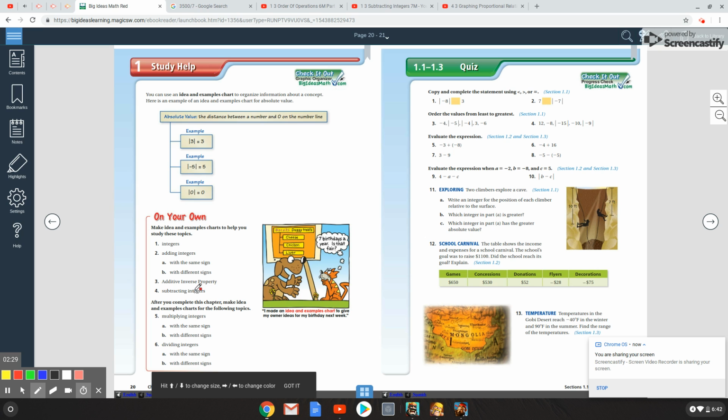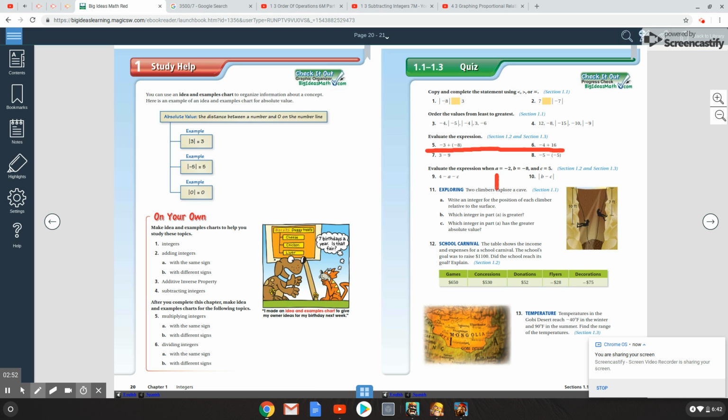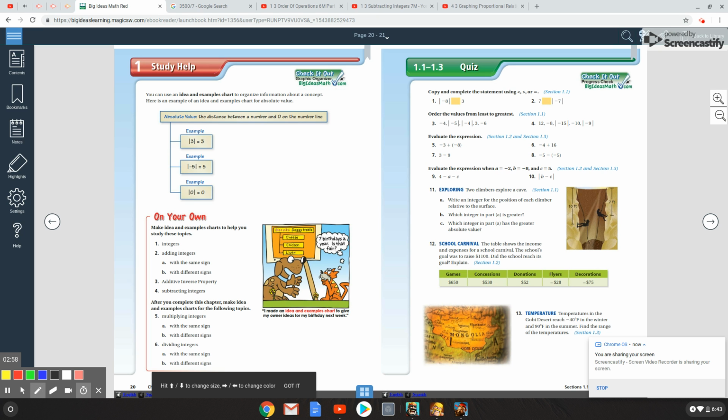So now we're moving on to our evaluate the expression questions. So the way we're going to do this is, I split it up wrong. I will do 5 and 6, and you will do 7 and 8. Then for this one, I will do 9, and you do 10. So you only have 3 practice problems, so no biggie.